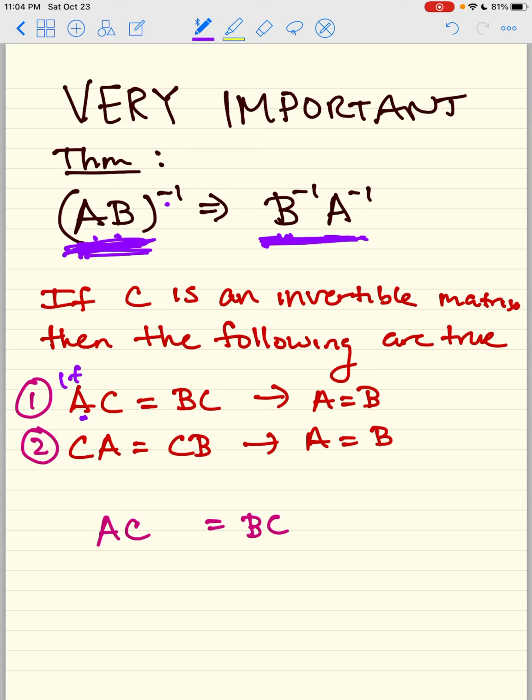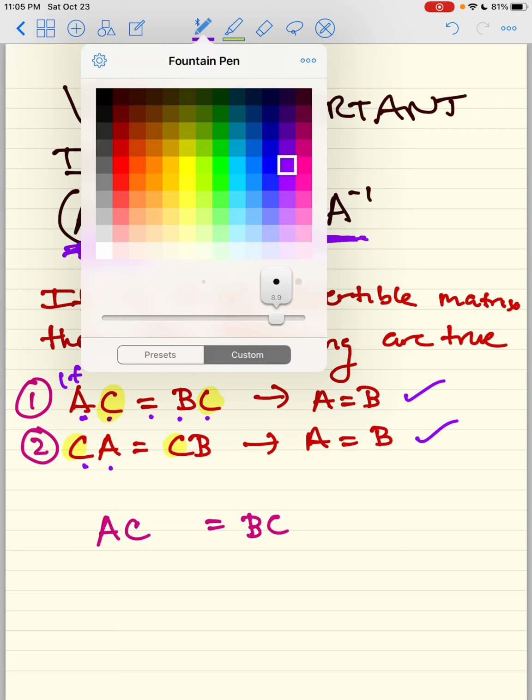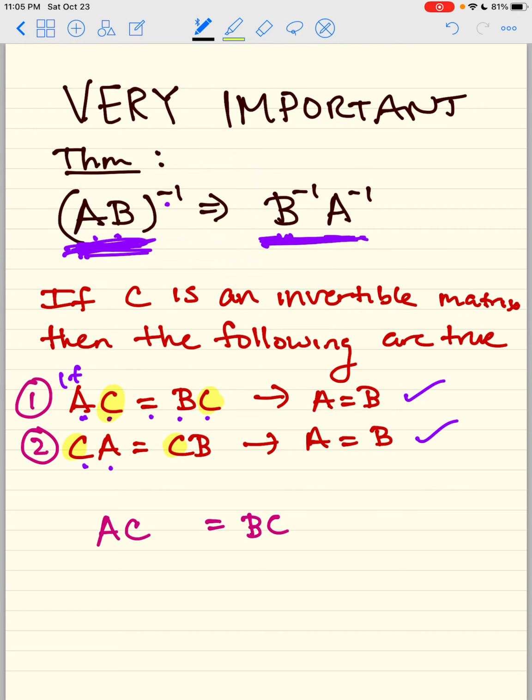If A times C is equal to B times C, then A and B are the same. And if C times A equals C times B, then A and B are the same. What you notice here is one of them is on the right and the other one's on the left. So I'm going to just prove to you one of them. Whatever you do with matrices, whatever you do on one side, you have to put it exactly where you put it on the other. So if I put a C to the negative 1 here, I'm not allowed to put it in the front here. If you put it on the right side here, you must put it on the right side here. So I'm going to put it on the right side there, and on the right side there.